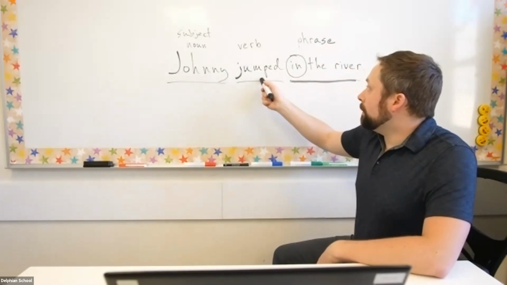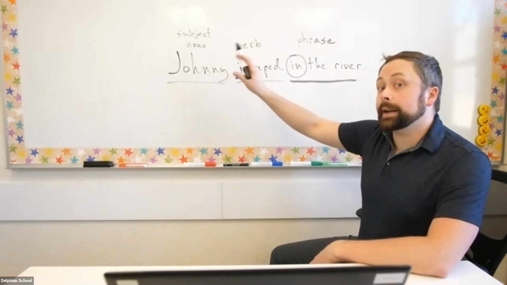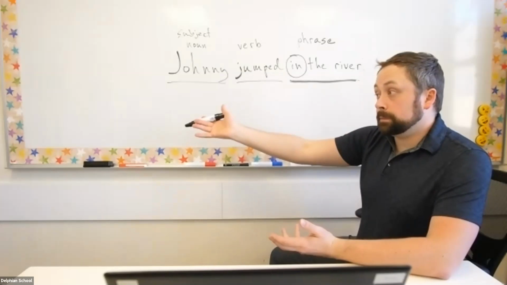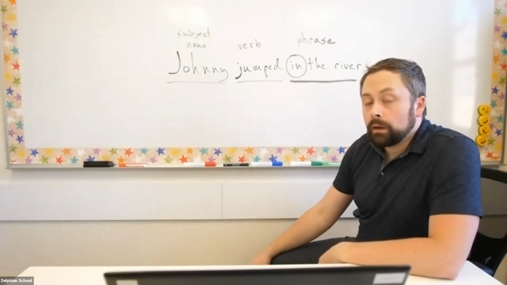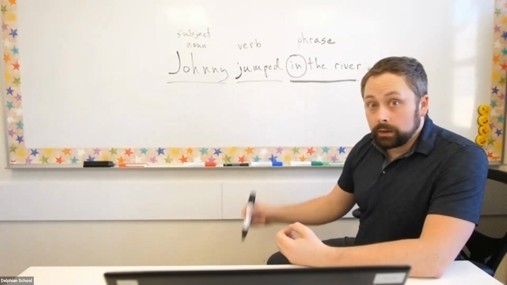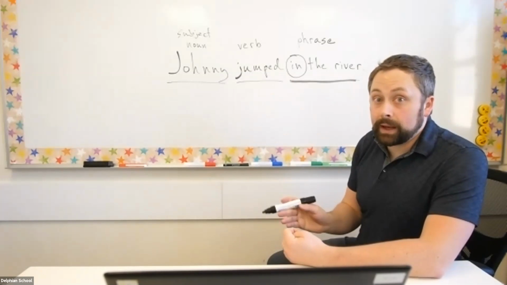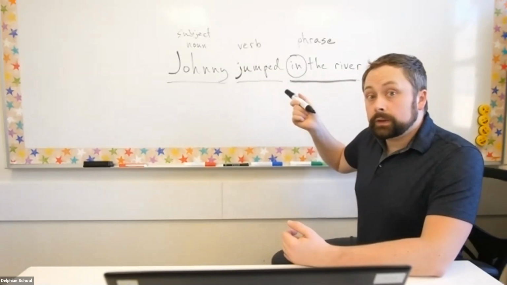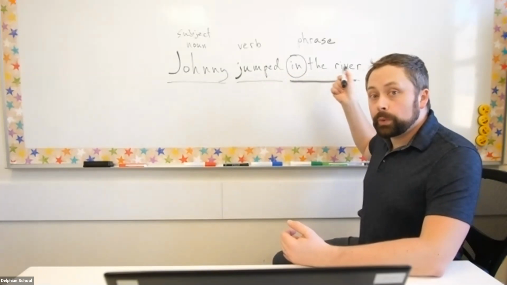Johnny jumped. We actually could have ended the sentence right there. You could just say Johnny jumped, and it is a complete thought. You're just telling somebody you have this person and they jumped. Okay, that could be good enough. But if you want to be more exact and more precise, because again, this is all about communication, and if you want to tell somebody a more exact communication, you can use a prepositional phrase to tell where Johnny jumped. Johnny jumped in the river.